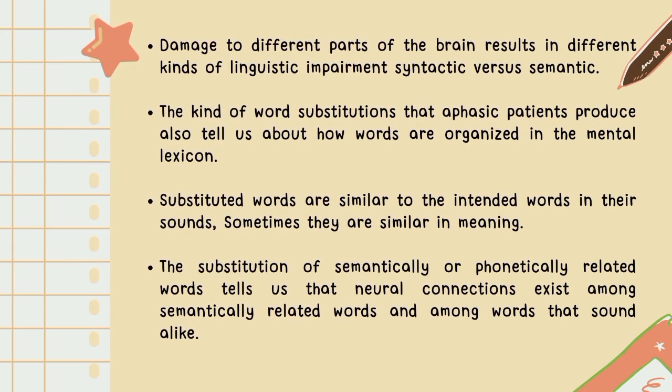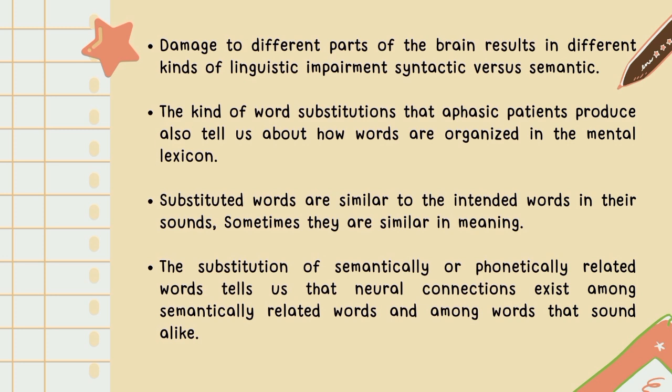Damage to different parts of the brain causes different language problems. Some problems affect how sentences are put together, while others affect the meaning of words. For example, damage to Broca's area might make it hard to speak grammatically, while damage to Wernicke's area might make it hard to understand the meaning of words.